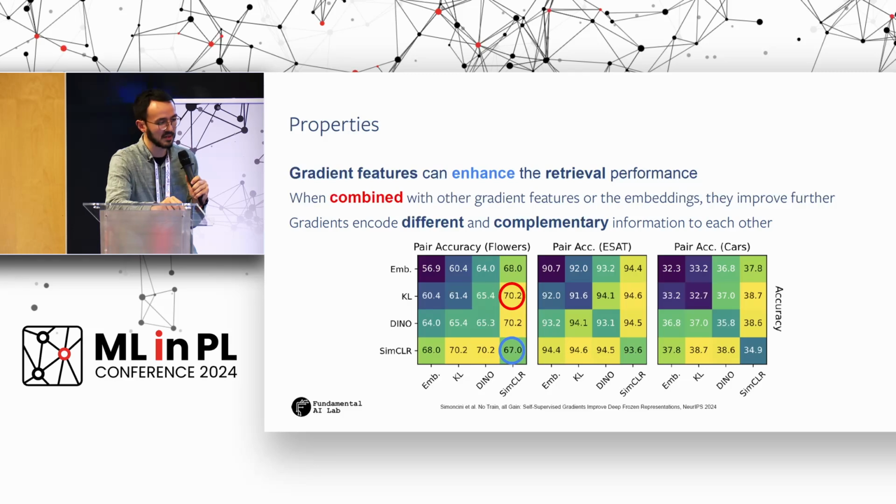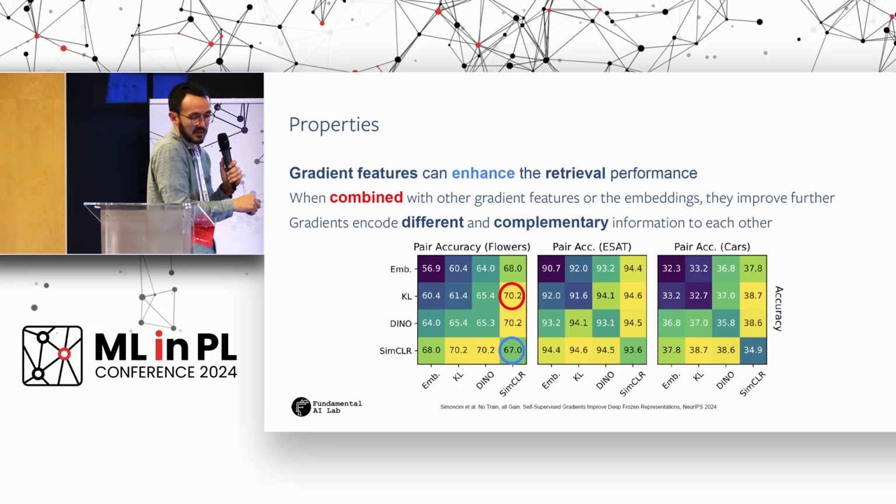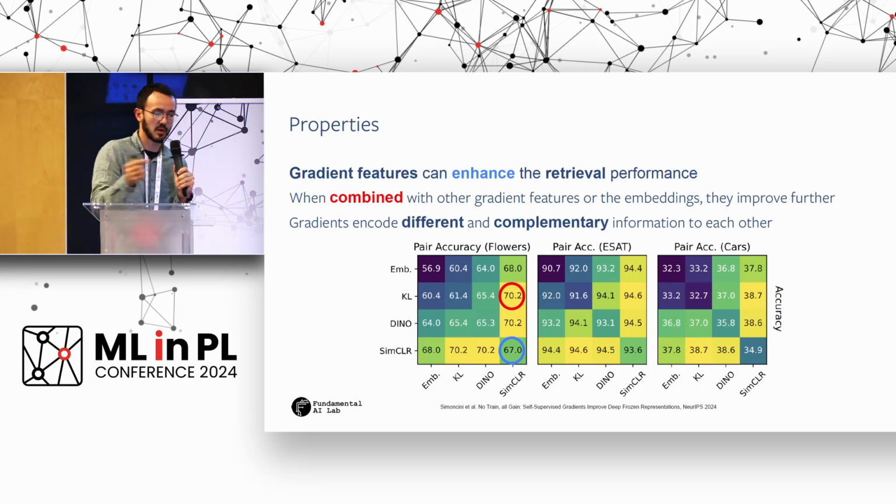But before that, let's first investigate some of the properties. Here we check out the accuracy on a couple of datasets, flowers, satellite images, and cars, for k-nearest neighbor retrieval, and look at what happens if we combine embedding with KL, or embedding alone in this case, or if we combine embedding with SimCLR and so on. And we find out that basically every time we combine the embeddings with some gradients, we get better performance. So the gradients carry some information that's complementary to the embeddings alone. And actually, they encode quite different things.